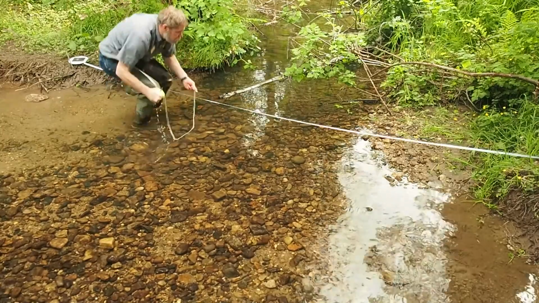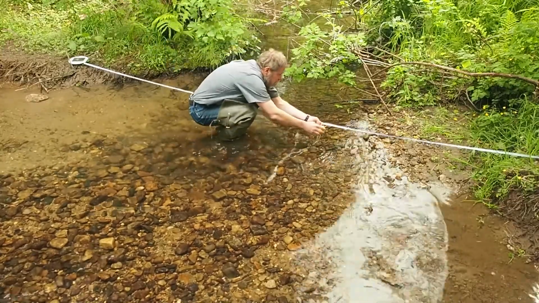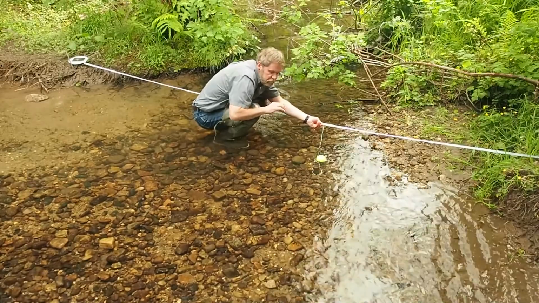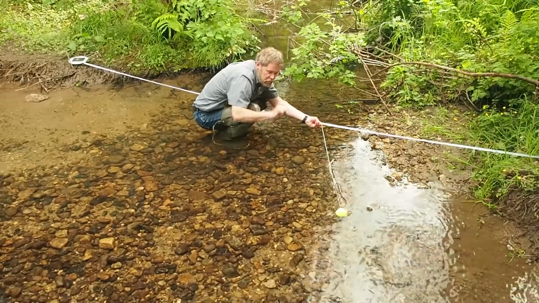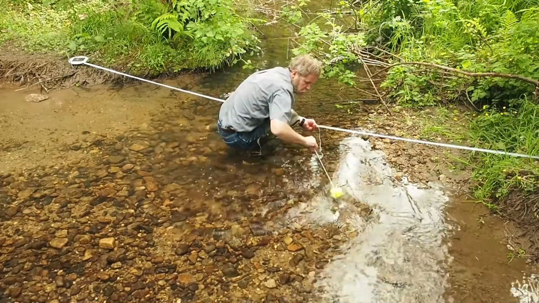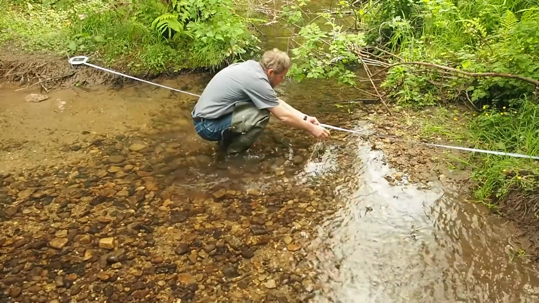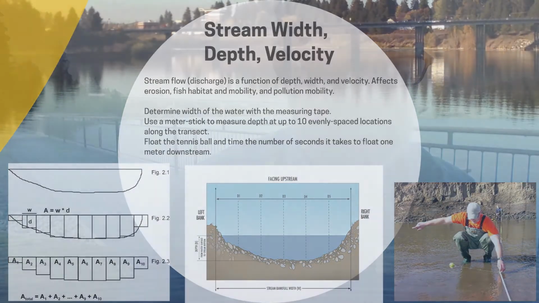Allow the ball to float downstream until the string is taut. As soon as it's taut, stop the timer and record the number of seconds it took for the ball to float 1 meter. We suggest that you repeat this procedure at least once at each meter mark across the stream. I recommend repeating this 2 or 3 times at each location across the stream and then averaging the number of seconds at each location.